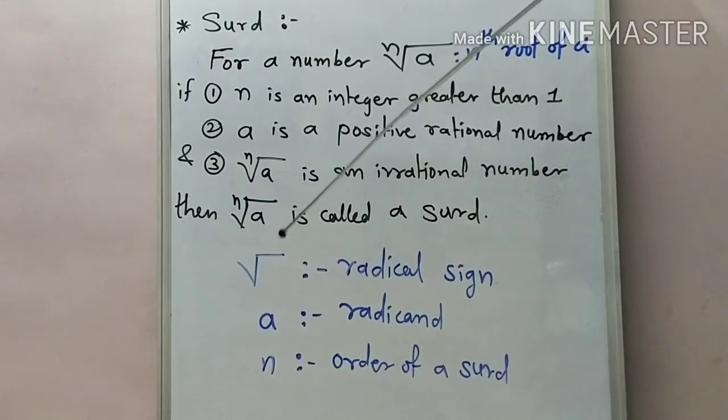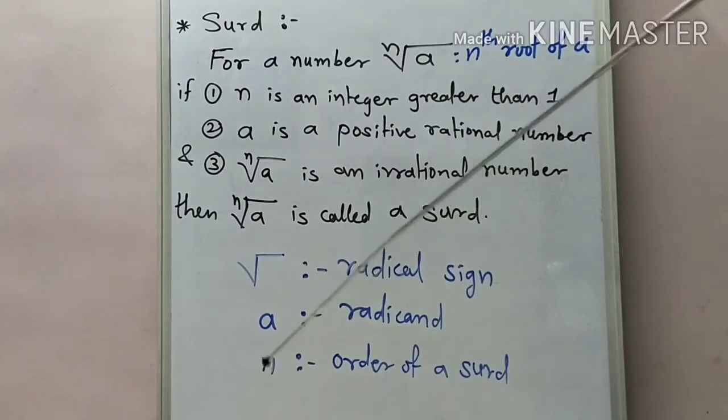Also we have some terms here. The root sign is called the radical sign. The number that lies under that sign is the radicand, and the n, as we said, the nth root, is the order of a surd. Okay students, in the practice set we have some examples where a number is given and we have to decide whether it is a surd or not, and also write the order of a surd. Also we have some operations on surds, and the simplest form of a surd.